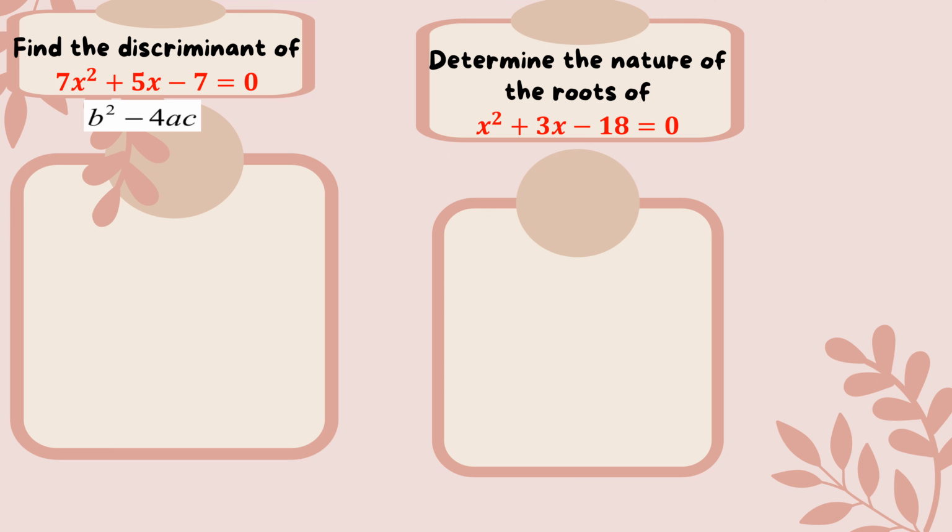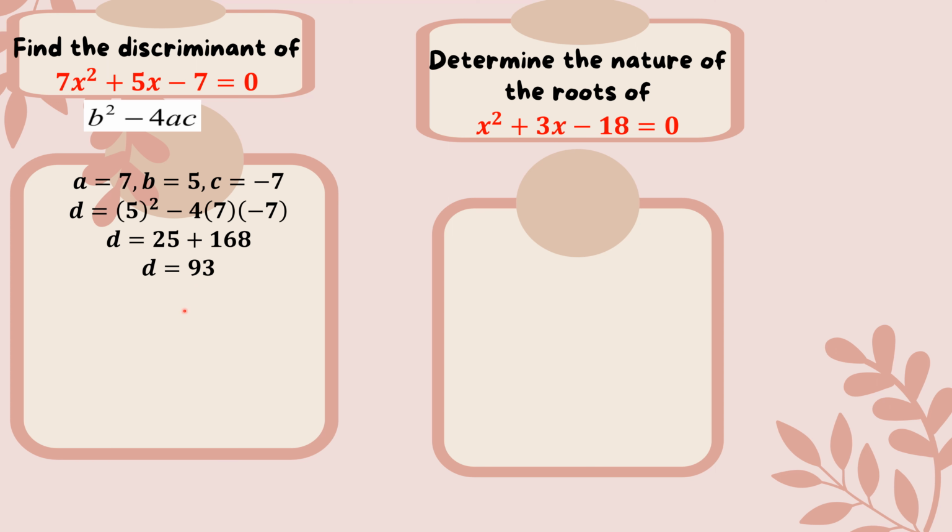7x squared plus 5x minus 7 is equal to 0. This is already in standard form. So our A is 7, B is 5, and our C is negative 7. To use the formula, we have B squared, so 5 squared, minus 4 times 7 times negative 7. We have 25 minus, and the negative and negative give a positive 168. And 168 plus 25 gives us a discriminant which is 93.